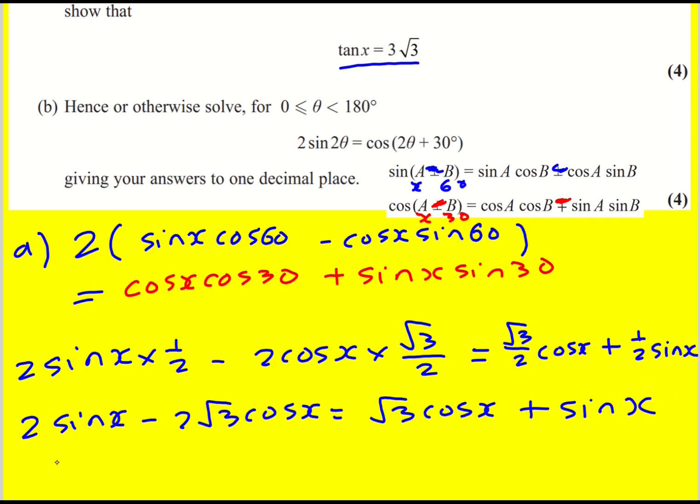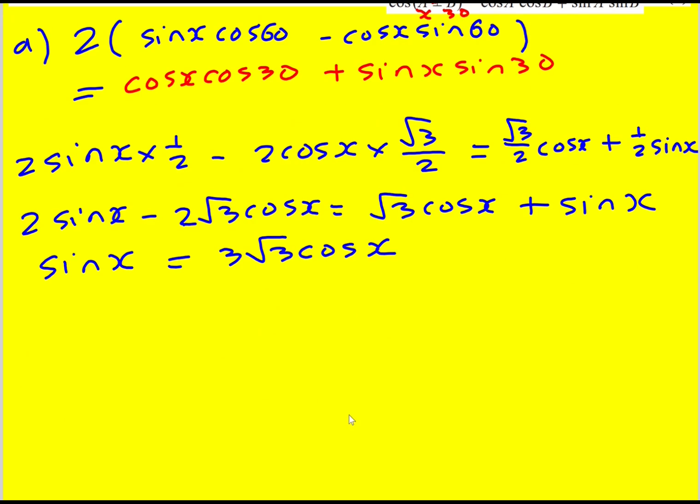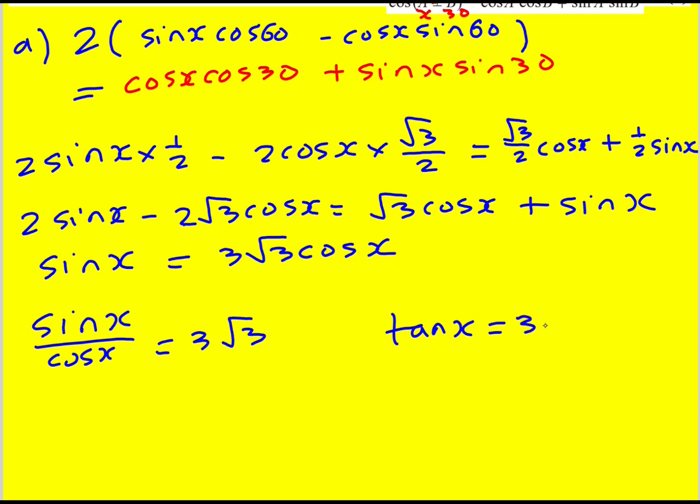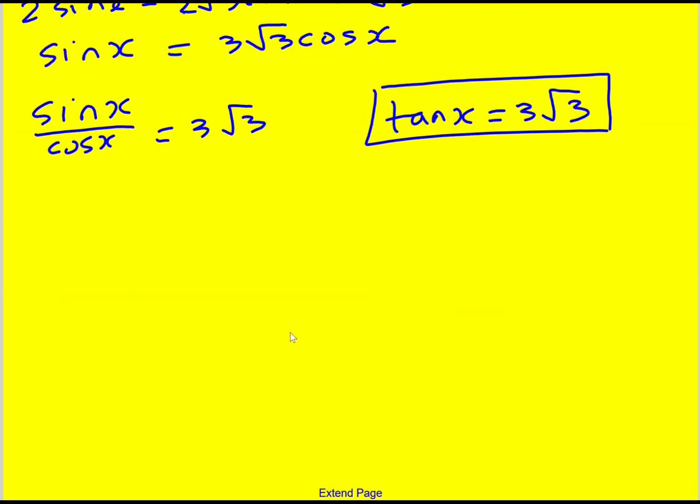Minus sine x from both sides and add 2 root 3 cos x to both sides. And then finally, just need to divide by cos x. So that is precisely tan x. On to part B.